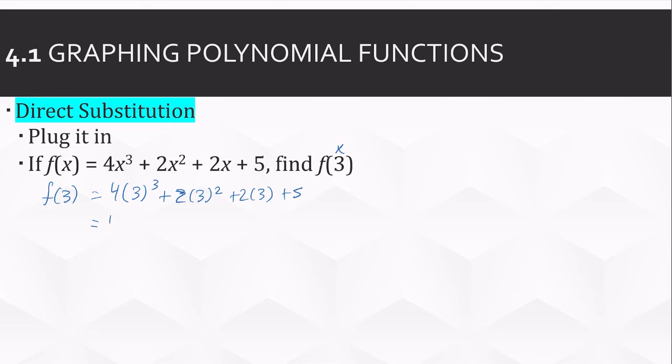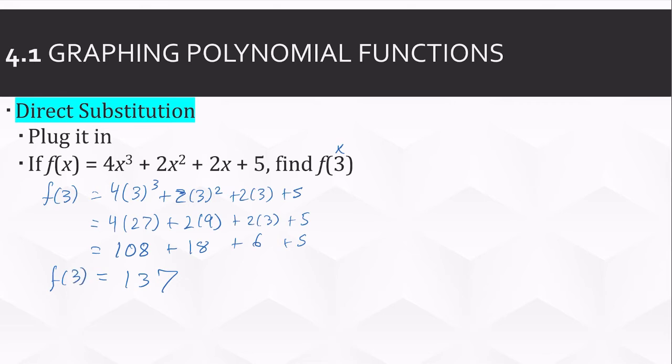And work it out. Order of operations says do the exponents first. 3 cubed is 27. 3 squared is 9. Then we multiply. 4 times 27 is 108. 2 times 9 is 18. 2 times 3 is 6. And then add all those together. We get 137. So f of 3, which means it's the function f when we plugged in a 3, is 137.